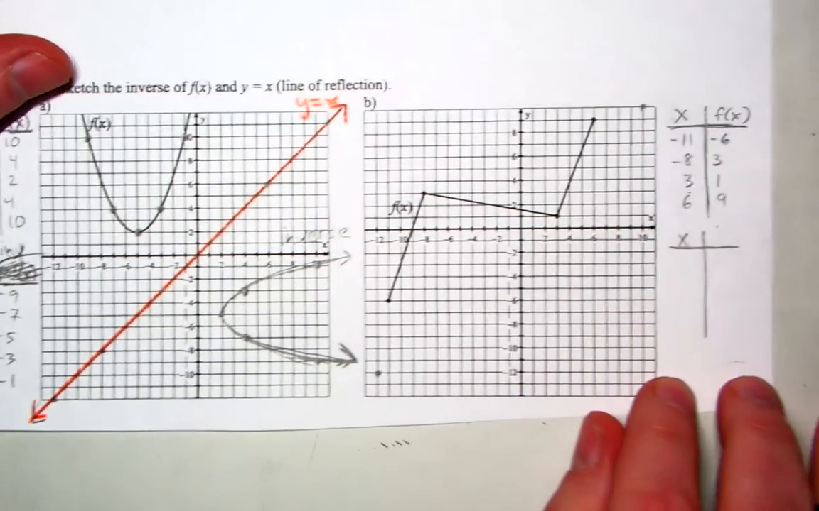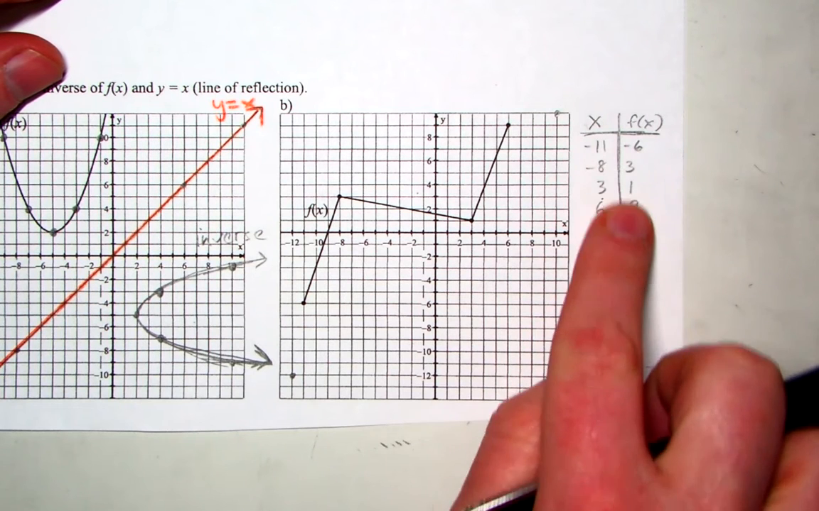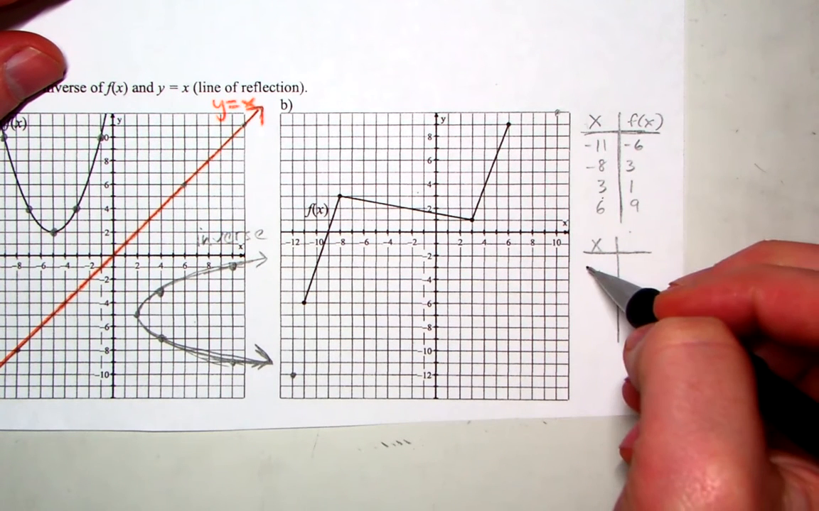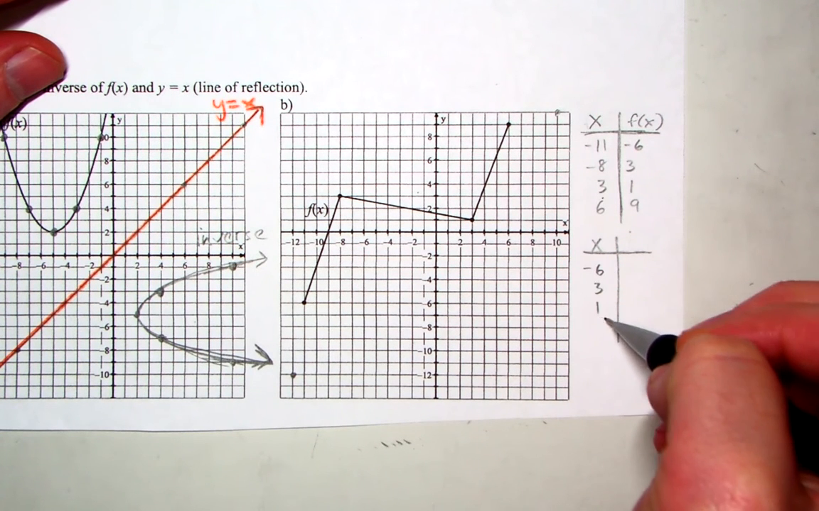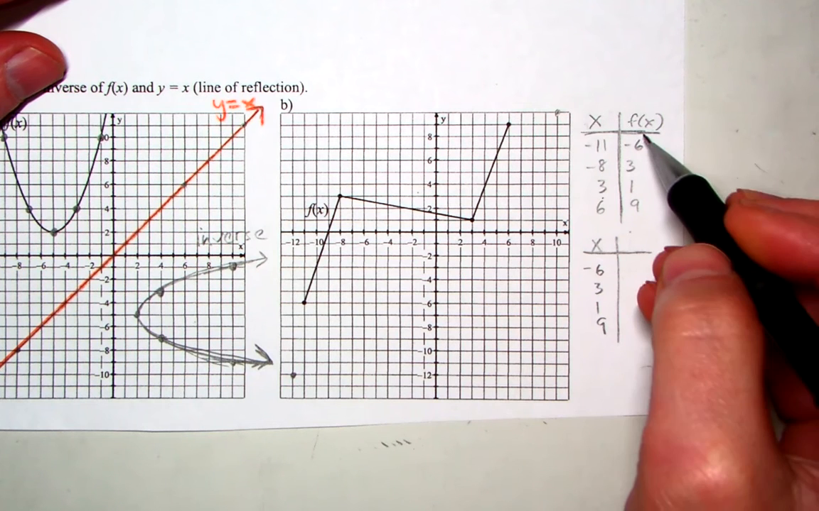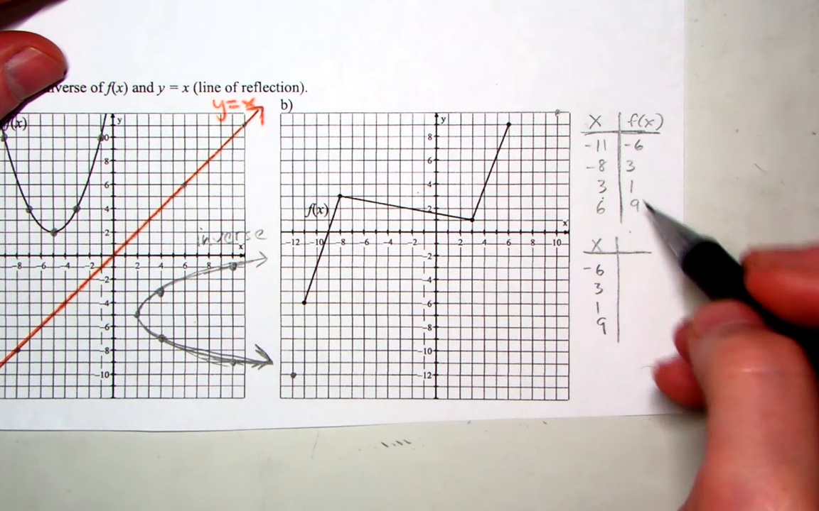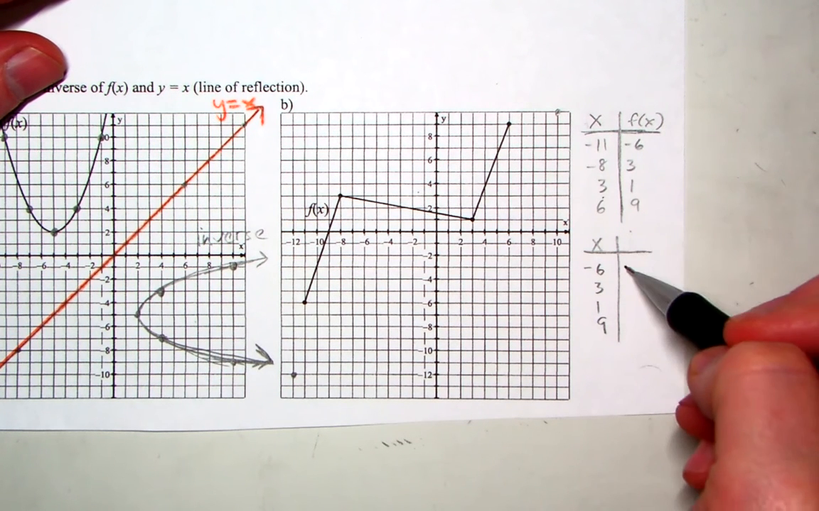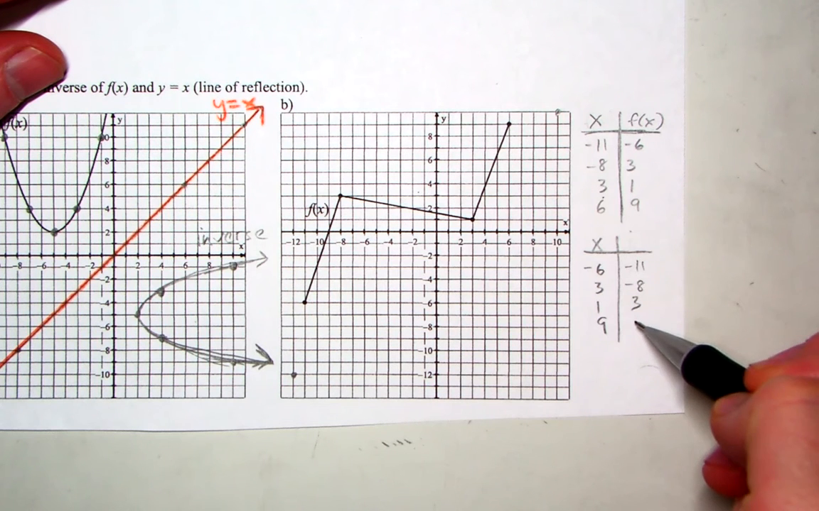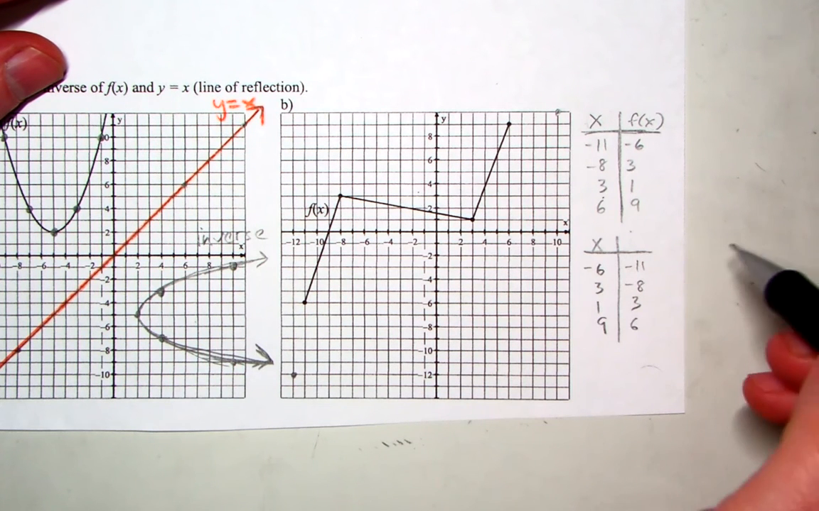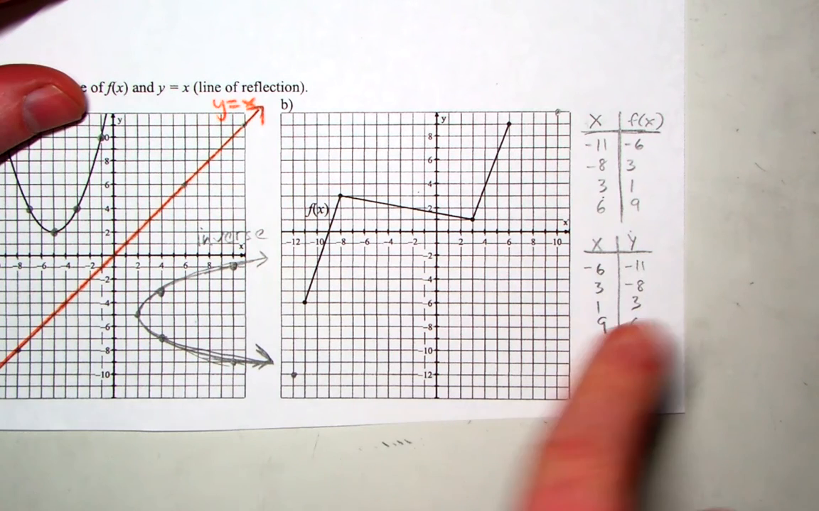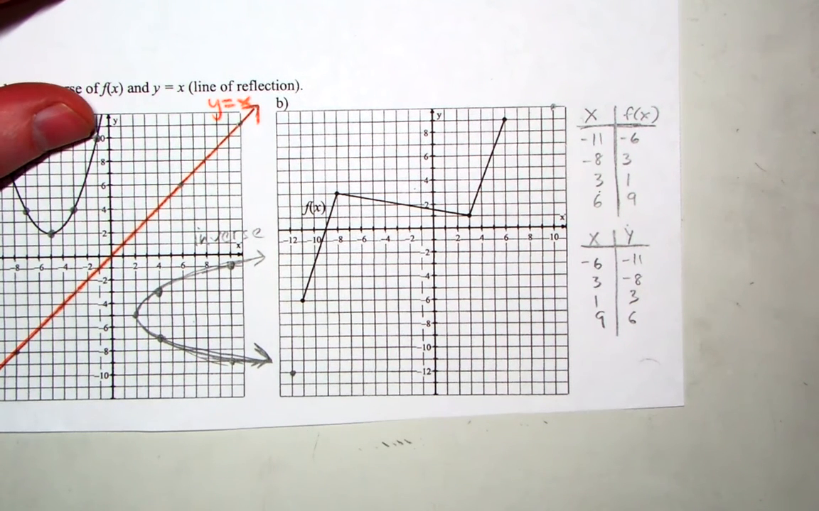Okay, one more example here. I've got the table already started for us. So to quickly graph the inverse, just take every input, negative 6, 3, 1, and 9. Every output of f of x becomes the input for the inverse. And then all of these values here, the negative 11, negative 8, 3, and 6, are now the outputs. Now I'm going to be a little apprehensive here. I'm going to put y right here. Not quite sure this is going to end up being a function, but just in case, I'm not going to label that inverse function notation.